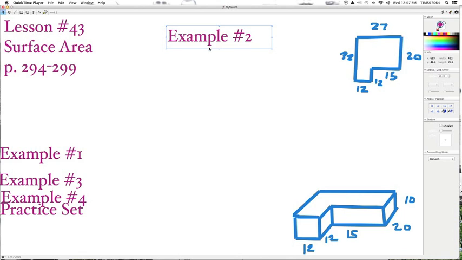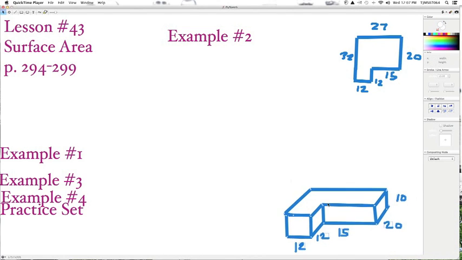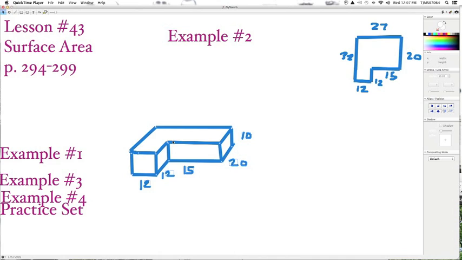Example 2. Now example 2 is another tough one. Okay? And it says, before buying paint for the sides of this building, Malia calculated its lateral surface area. So again, we don't want top and we don't want bottom. Find its lateral surface area. What we want to do on this one is show you a shortcut. Okay? So basically what we're going to do, and I know it's not in proportion, but we're going to take just the top of this shape. And if we look at the top of the shape, it's up here.